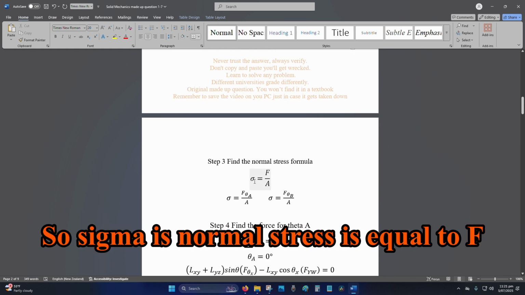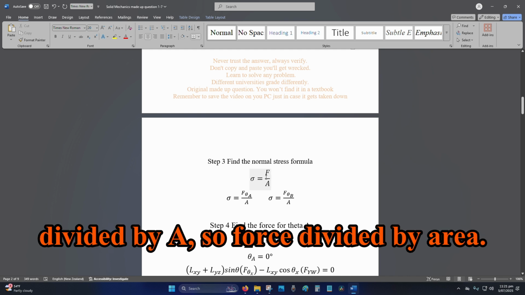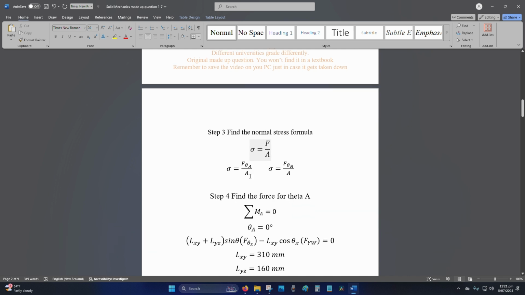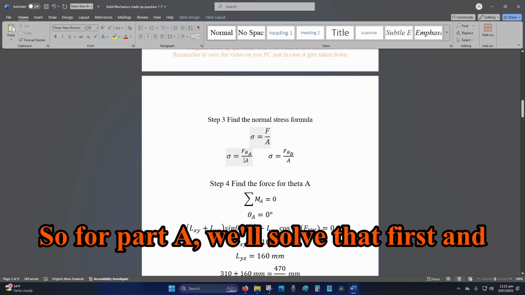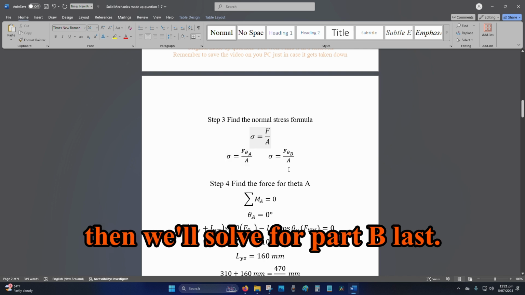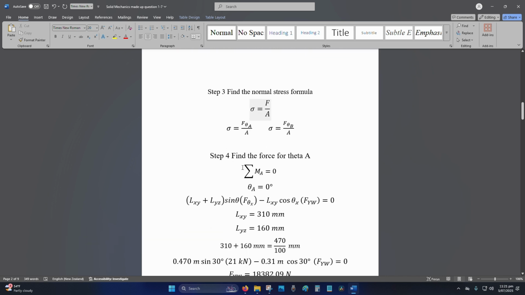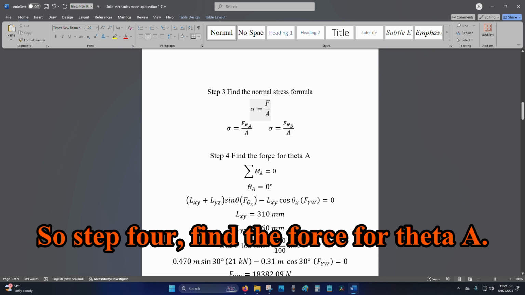Step 3, find the normal stress formula. So sigma, the normal stress, is equal to F divided by A, so force divided by area. So for part A, we'll solve that first, and then we'll solve for part B last. So step 4, find the force for theta A.